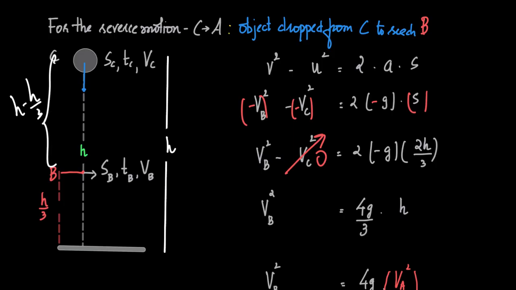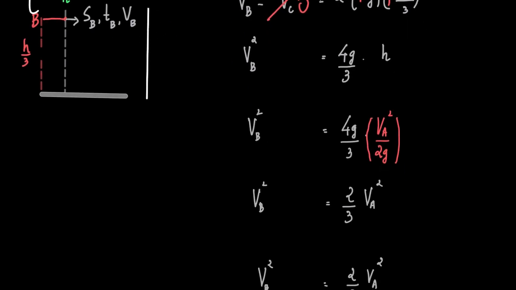I'm pretty sure some of us might have understood the correct point here, which is, since displacement is acting downwards, displacement should also be negative. So this should be minus 2h by 3. And therefore, negative times negative is positive, which gives us VB square is positive 4gh by 3, or otherwise VB is equal to root of 4gh by 3. What is h? We already have found it as VA square by 2g.